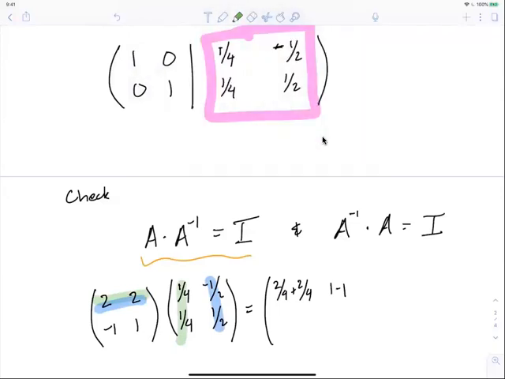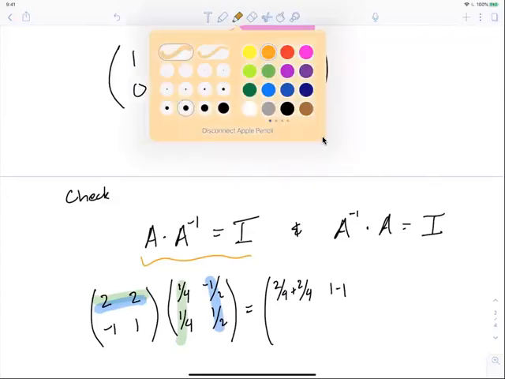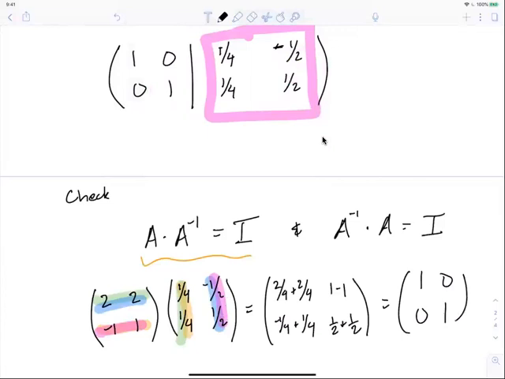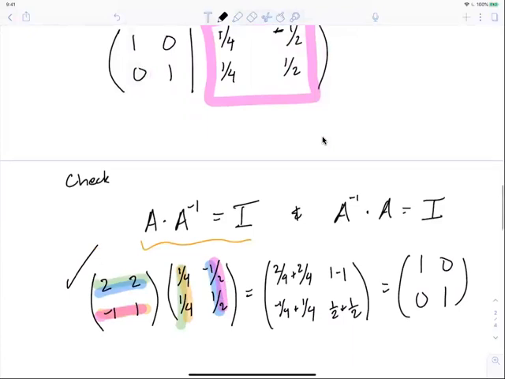We need to do the second row times the first column. And sure enough, that's 1/4 minus 1/4. Rather, minus 1/4 plus 1/4. And then finally, we have the second row and the second column. And that's going to be 1/2 plus 1/2. And if we simplify all that out, we do get the identity matrix, just like we wanted. All right, that's one way of checking it.